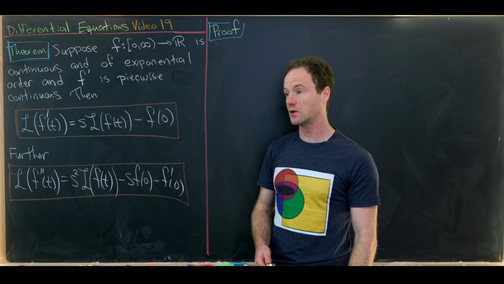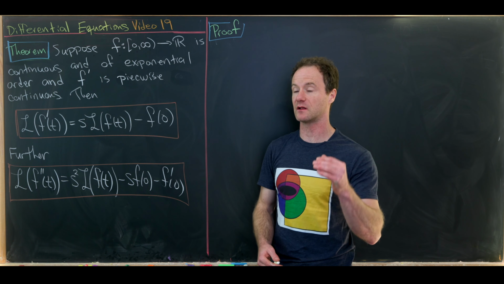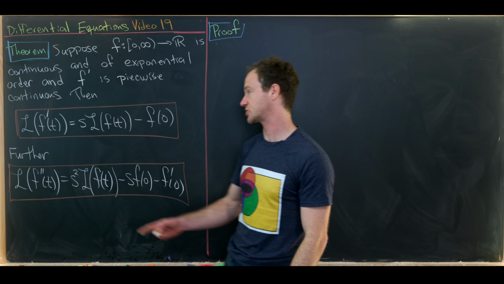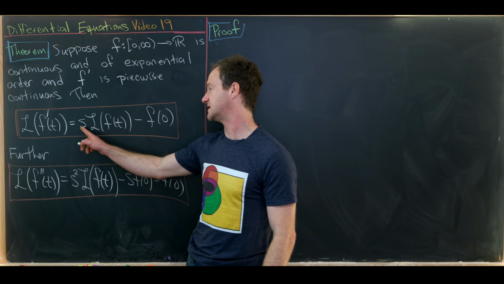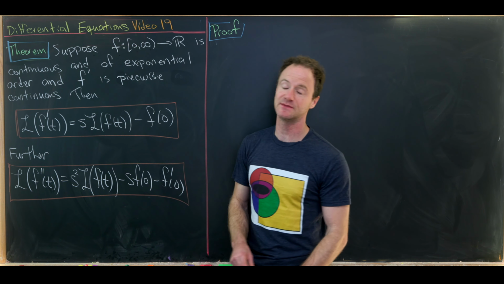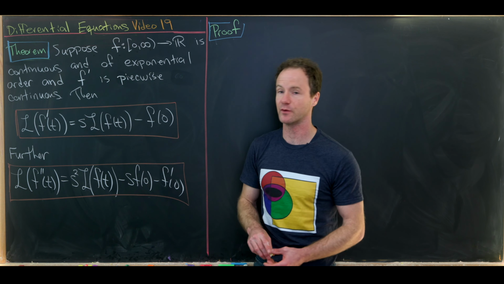Then we have the following result, which relates the Laplace transform of the derivative and the Laplace transform of the original function. So the Laplace transform of f prime is equal to s times the Laplace transform of f minus f evaluated at 0.